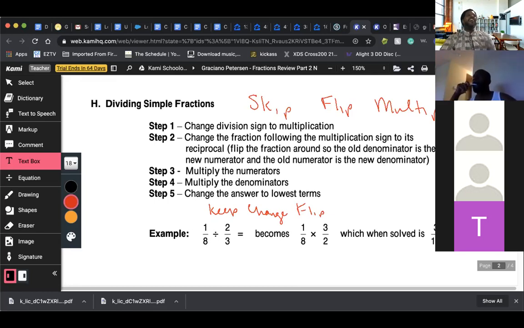So it's very much in my head. And I always think about that before I do division. So I never do 1/8 divided by 2/3. Instead, I keep my 1/8, change it to multiplication, and flip it to 3/2. And then I just multiply my fractions as normal. So it becomes 3/16. Okay? So when we are dividing fractions, we never actually divide fractions. We keep the first fraction, flip the second, and multiply the two fractions together. Skip, flip, multiply.